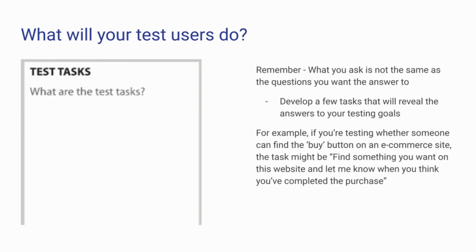Test tasks. So you need to develop all of the tasks that will get you the answers to your questions. Remember, what you ask is not the same as the questions you want answers to. You want to develop the task that will reveal the answers to your testing goals. So, for example, if you're testing whether someone can find the buy button on an e-commerce site, the task might be: find something you want on this website and let me know when you think you've completed the purchase. Something like that. So just don't say, find the buy button. Can you find the buy button? That's a terrible question.